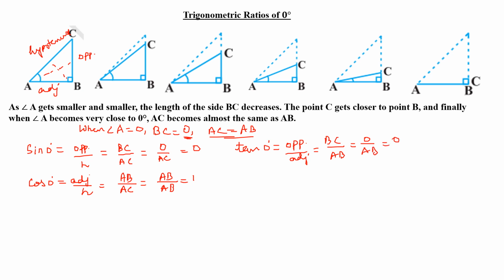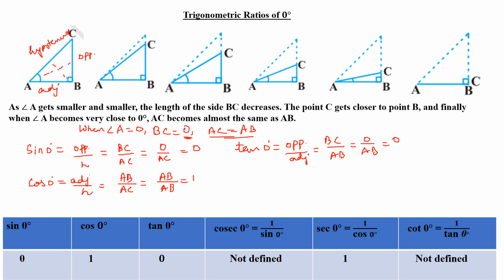And once you get the value of sine, cos and tan, you can get the value of cosec, sec and cot also because they are the reciprocal of that. So I've written everything in the table. So if you can see over here, sine 0 I got the value as 0, cos 0 is 1, tan 0 is again 0. Now cosec 0 degree is the reciprocal, 1 by sine 0. Now 1 by sine 0 means 1 by 0, isn't it?